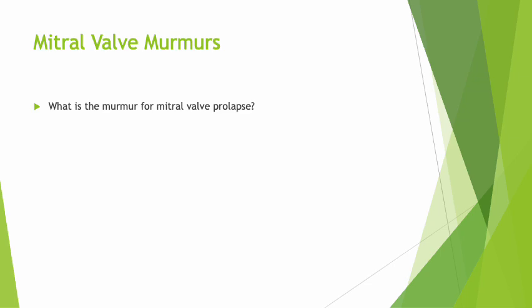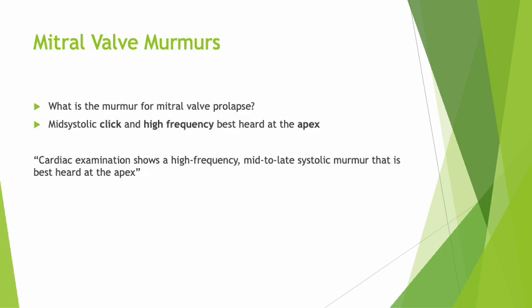And what is the murmur for mitral valve prolapse? Again, remembering that the mitral valve murmurs are all at the apex, and this is not part of that mnemonic, so it's going to be a systolic murmur. You have a click and a high frequency murmur, and the way you might see it on a test is a high frequency mid to late systolic murmur that is best heard at the apex. The way I remember this is that prolapse has a curve in the letter P, kind of like how click has a curve like C. Remember, you have a click for prolapse and a snap for stenosis.